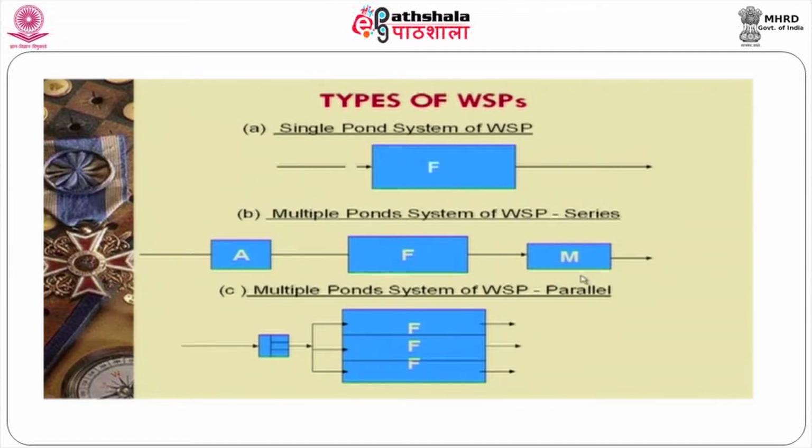So, the first one is a facultative type of pond. Here in multiple ponds we have 3 different ponds in sequence. One is an anaerobic pond, followed by a facultative pond. At the downstream we have a maturation pond that will act as a polishing one. Here 3 different facultative ponds are connected in parallel. Most of the stabilization ponds work based on algal bacterial symbiotic action. So, algae produce oxygen during daytime.